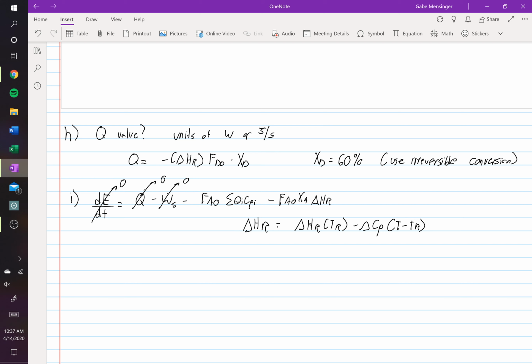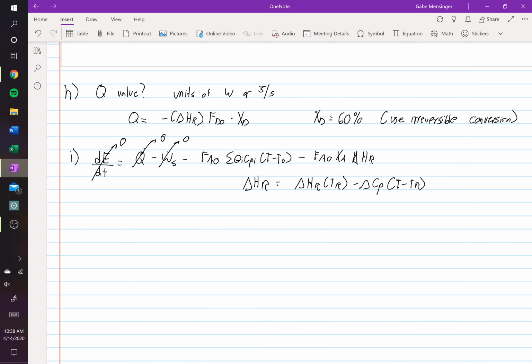Before, well, I'll just keep going and show you. And then, I forgot something. T minus T naught minus FA naught XA delta HR. Okay, now I hope I have it all. Yes, I do. Good. So, this is our definition for delta HR. We now know that the FA naughts can cancel because we have set everything else equal to 0.